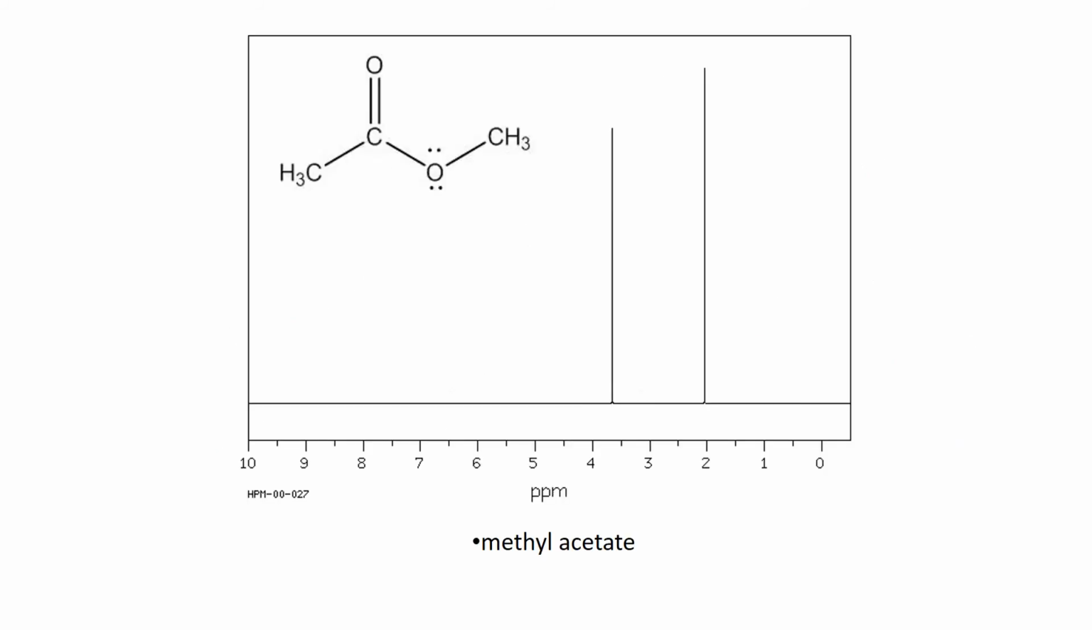And indeed, we have an NMR spectrum that has two signals, with one of them further downfield, closer to 4, and one of them further upfield, closer to 2. And I'm going to say that the signal here belongs to these protons, and the more upfield signal belongs to the other 3 protons.